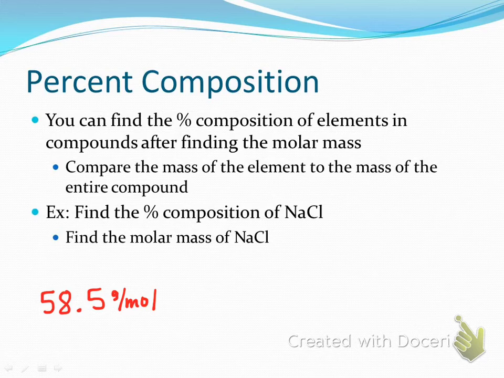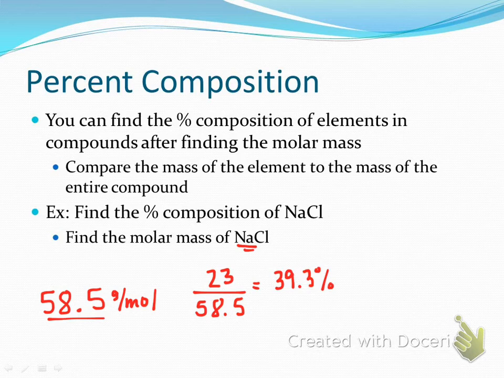So what's the molar mass of sodium? 23. I take that divided by the total. Within our compound there is one sodium atom, which weighs 23 grams. The total weighs 58.5 grams. So to find the percent of sodium, I take the part divided by the whole, and I get roughly 39.3%. Did you see in your calculator it came out as 0.39316, whatever, blah, blah, blah, right?